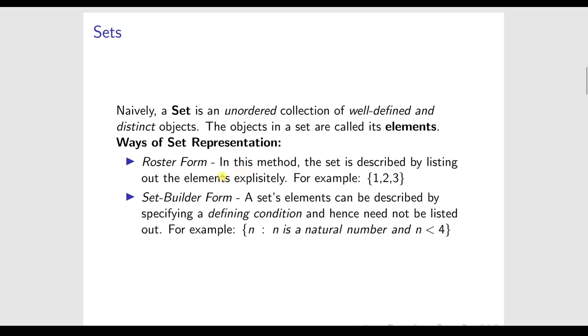One is roster form, in which we describe the set by listing out the elements, for example 1, 2 and 3. Another way we can mention a set is by the set builder form, where we give a necessary and sufficient condition which the elements must satisfy. For example, the above set can also be represented as n such that n is a natural number and n less than 4. Clearly these two sets are the same.